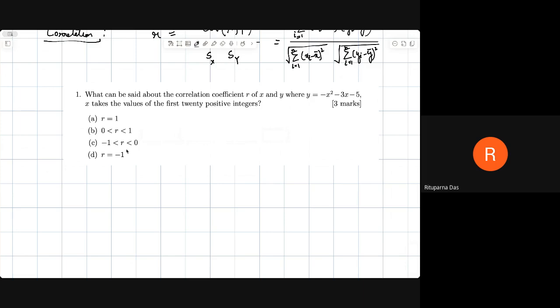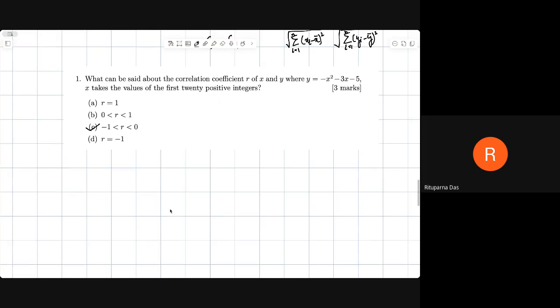Okay, no problem. In this question, you don't really have to calculate. Just notice that if you take the negative sign common, then y is minus into x square plus 3x plus 5. So for any positive x, if the values of x increase, then the values of y will continue to decrease. So in this question the correct answer is the C option.